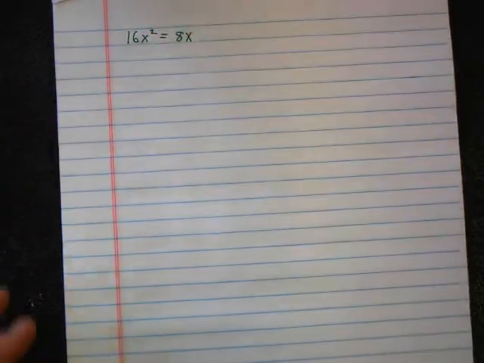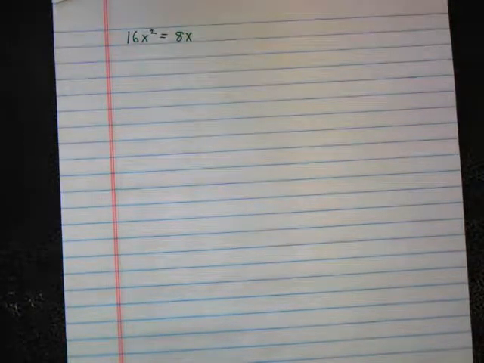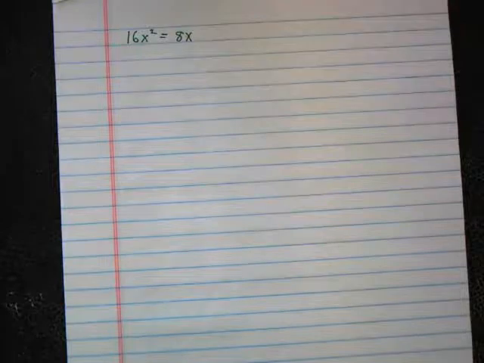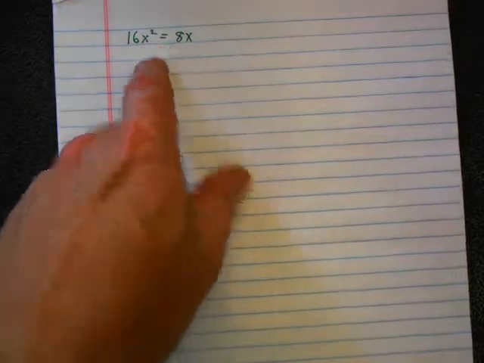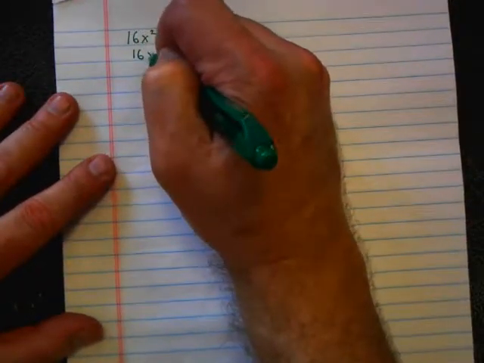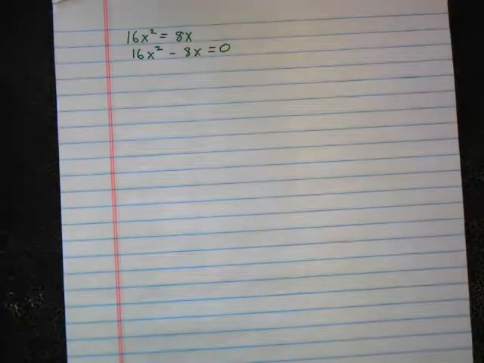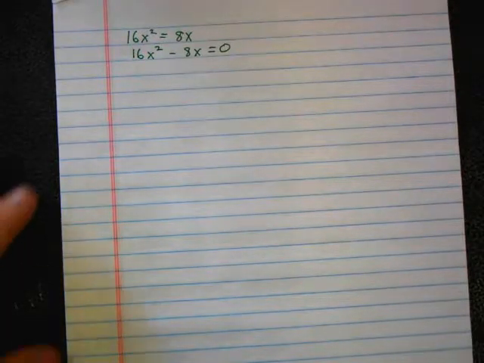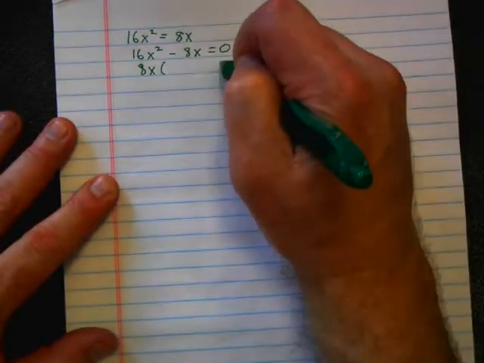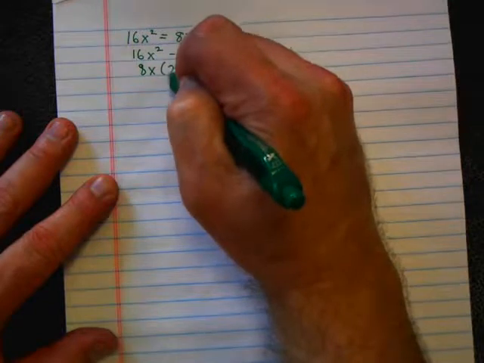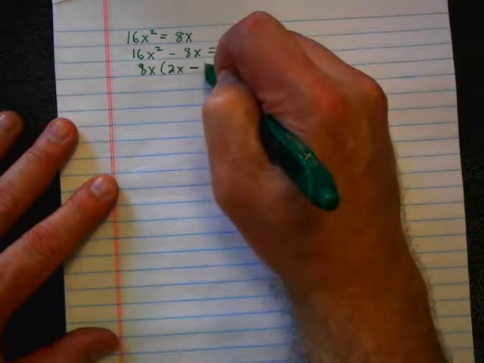16x squared equals 8x. Minus the 8x. Again, you notice it's got a square. It's not linear. So we get 0 on one side. 16x squared minus 8x equals 0. Can we factor 16x squared minus 8x? Yeah, you can. I can take out an 8x as my GCF. All right, so 8x left over, 2x minus 1.